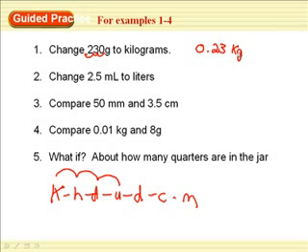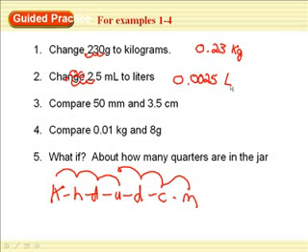Okay, change milliliters to liters. Milli is here. 1, 2, 3. Liters is one of the units. So 3 to the left. So 1, 2, 3. I have to add those zeros. 0.0025 liters. And I can't drop those zeros because they're holding place value.